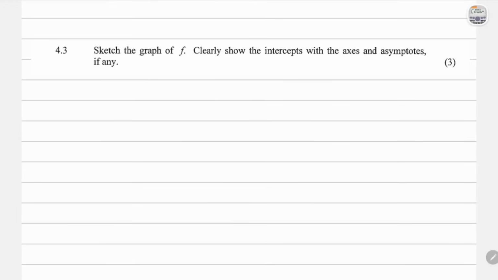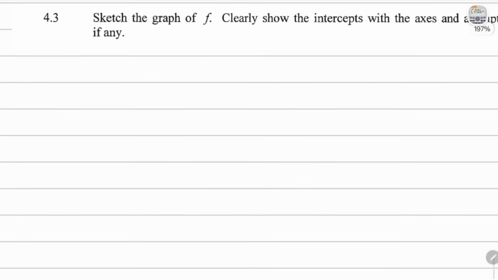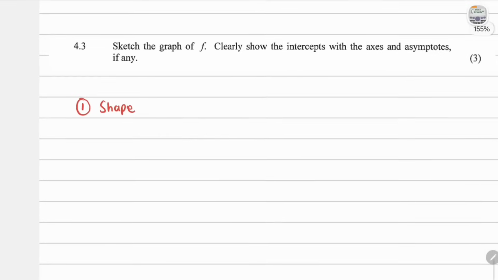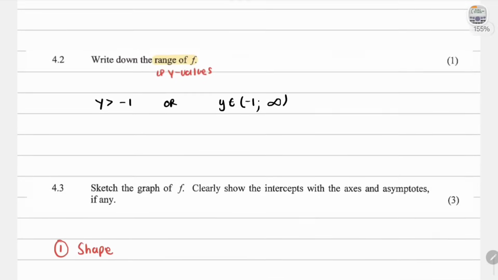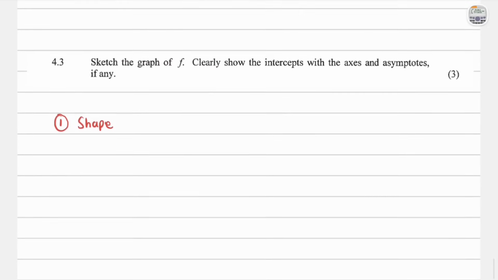Question 4.3 asks us to sketch the graph of f, clearly showing the intercepts with the axes and the asymptotes, if any. So with sketching graphs, it's better to actually just follow an order. So we can follow this order. First, we can consider the shape of the graph. And this is just what the graph looks like, as in, is it increasing, decreasing, where does it lie?